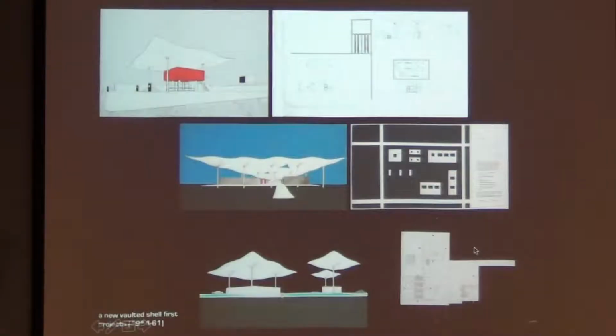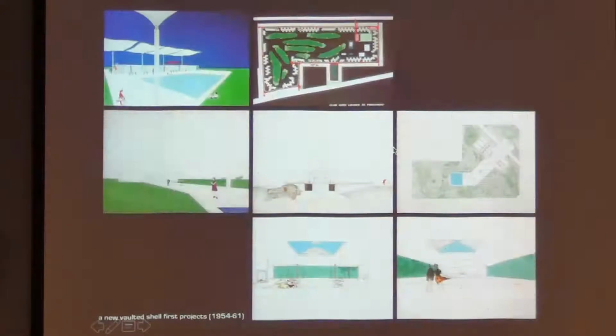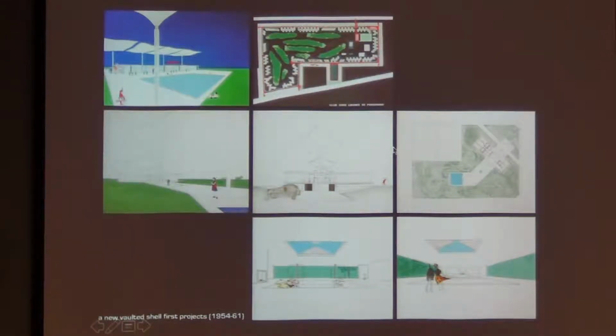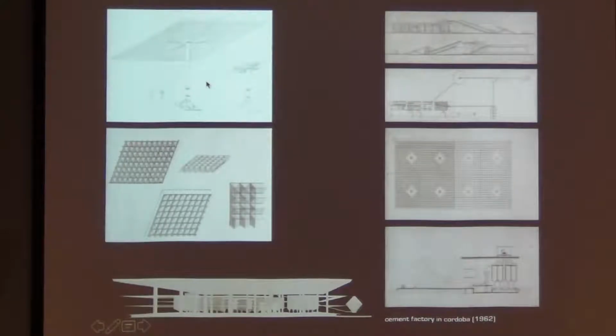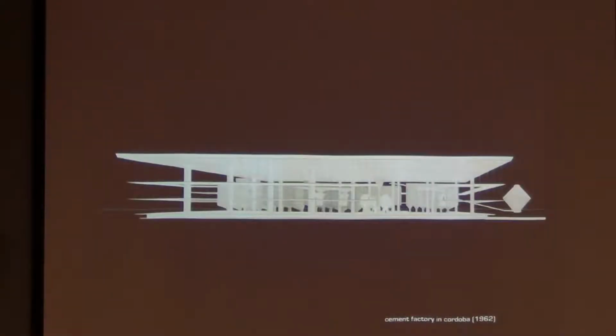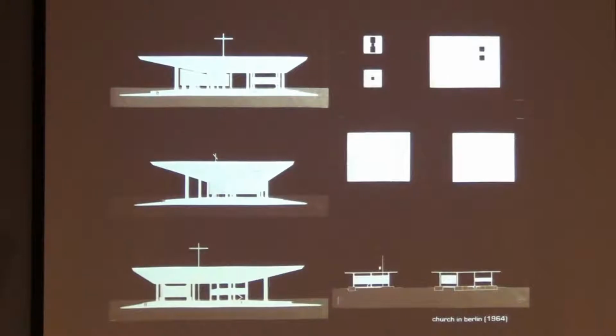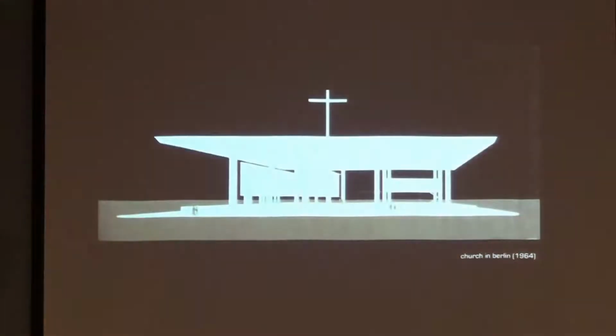So he tested that, and then he started a series of projects that go from 1954, a gas station, to large-scale schools and private housing, and then other complexes, 54 to 61. In parallel to other projects, he was insisting on doing these shells, both individually and in joint groups. And then he changed scale and continued with the high roofs idea: 1962, the cement factory in Cordoba, and then a project in Berlin for a church, 1964, with these high roofs.